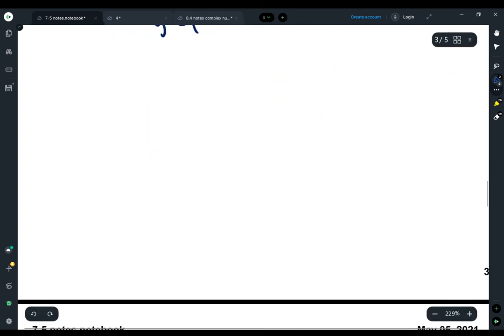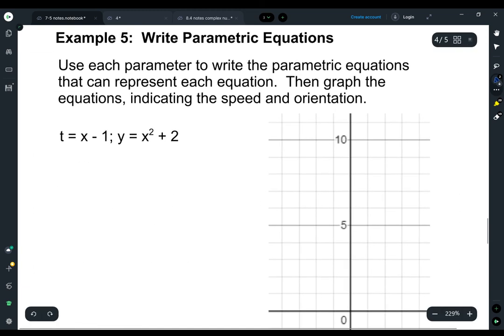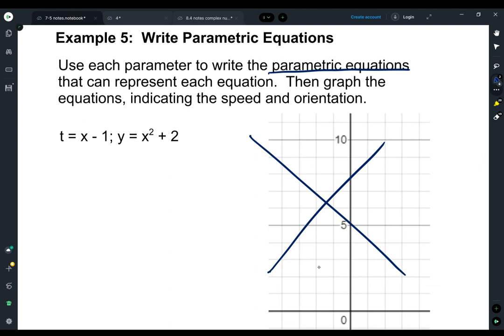So the last kind of thing we're going to have to do is we're going to have to take something that's rectangular and we're going to have to change it to parametric instead. I'm not going to graph on this one. So we're going to write parametric equations. So on this particular one, I'm giving you a parameter. I'm already telling you how to set t up. So if t equals x minus 1, that means t plus 1 will equal x.